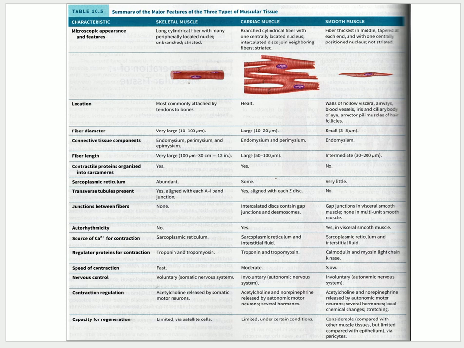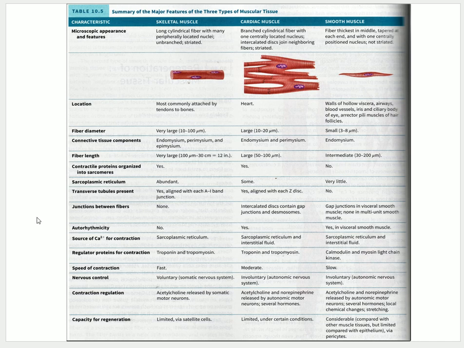Contractile proteins. So now we're over here. Contractile protein organized into sarcomeres. So we just talked about what sarcomeres are, or glanced at it anyway. We're going to talk about a whole lot more here soon. But skeletal muscle and cardiac muscle are organized into sarcomeres. Smooth muscle is not.